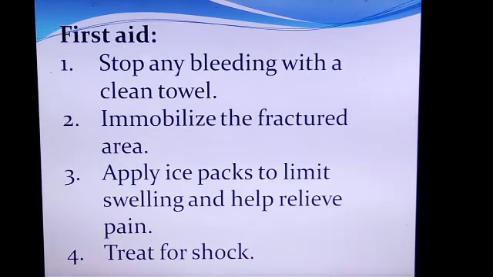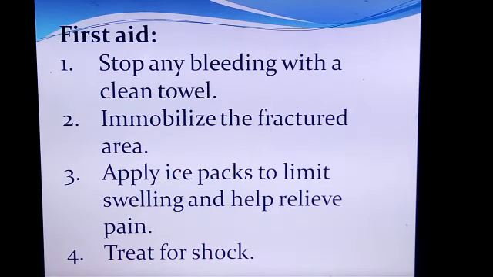First, stop any bleeding. You can use any clean towel or clean piece of cloth and apply pressure to the wound. Next, immobilize the fracture area. Immobilize means not moving. Do not try to realign the bone or push a bone that is sticking out back in. Apply a splint to the area above and below a fractured limb. If the victim has a broken neck or back, help him or her stay as still as possible.